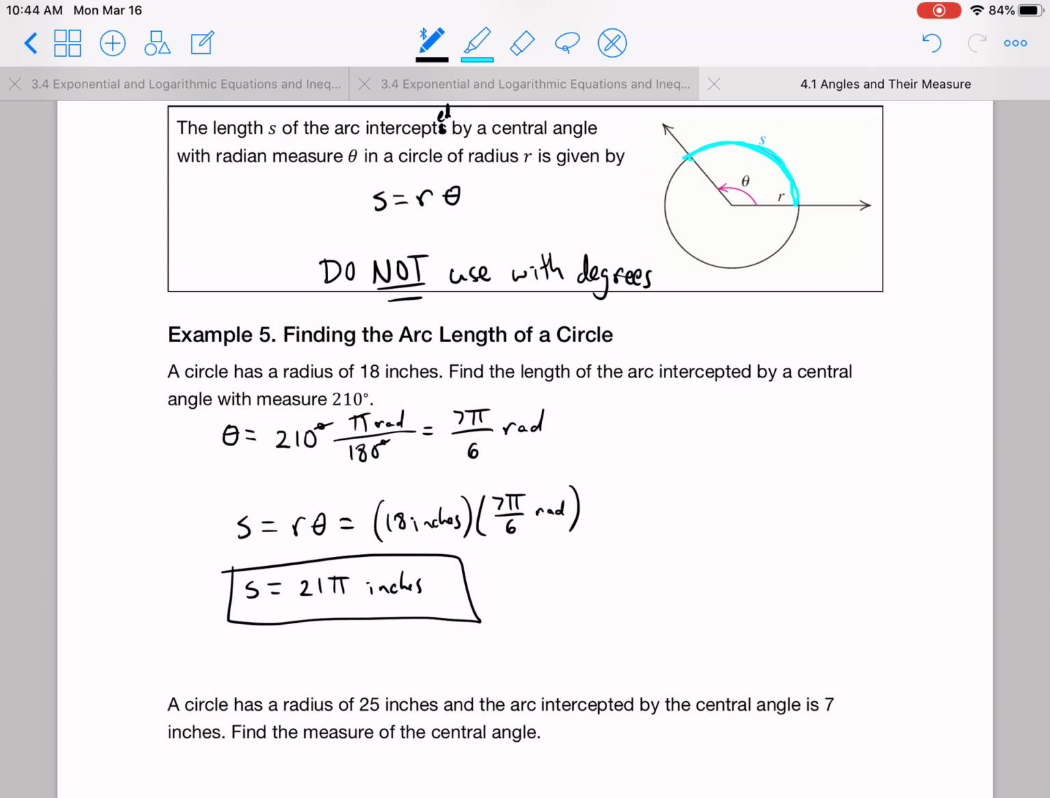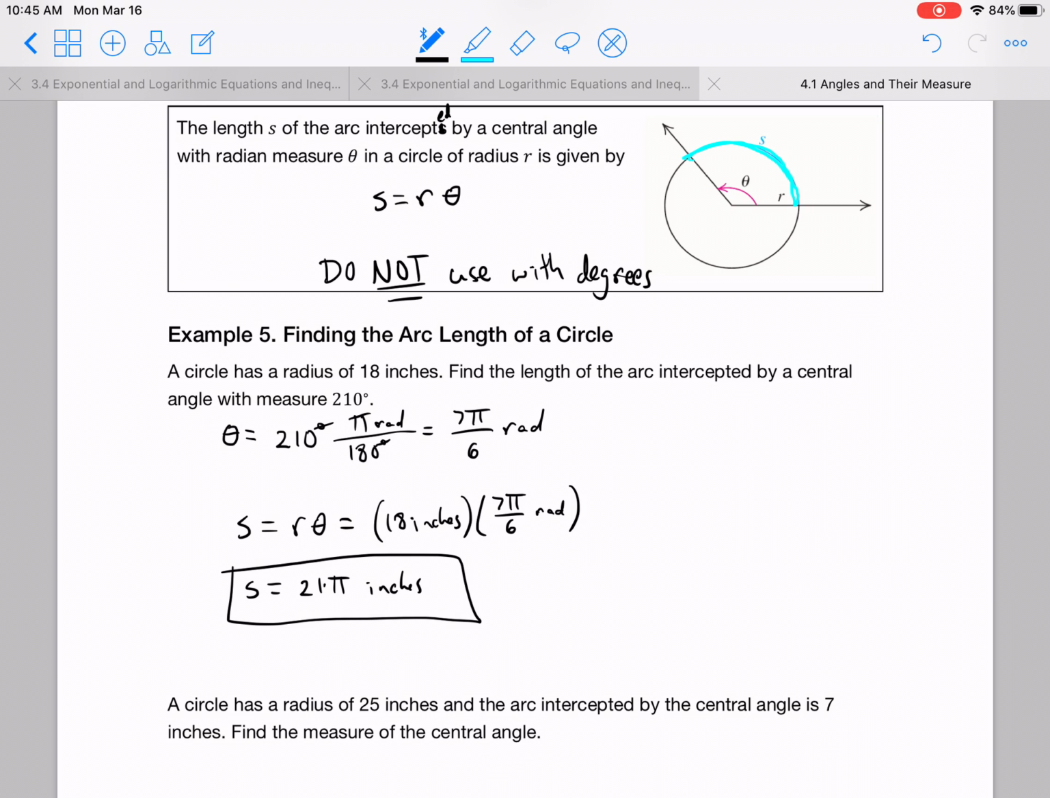And so that's the nice thing about once it's in radians, it's very easy to calculate this. If you were trying to do this while it was in degrees, you'd have to find the circumference of the circle, take the fraction of the whole circumference that 210 degrees is, and figure out what fraction that is of the full thing, and then that'll end up telling you the same thing. You'd get the 21 pi inches, but it would just be more trouble than this, and it would take you a few more lines to do it that way.